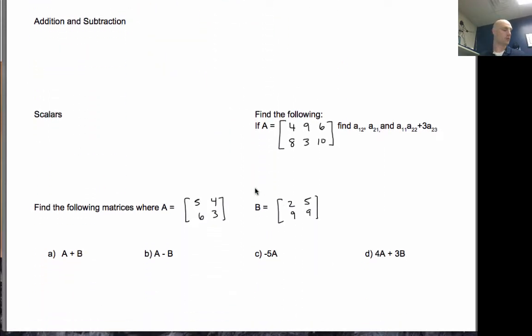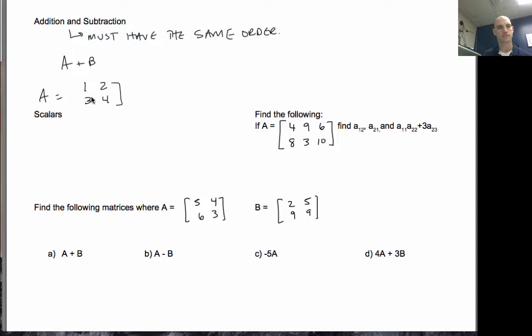When we add and subtract, it's important that they have to be the same. They must have the same order. So, for example, A plus B, when these are matrices, if A is equal to, let's say, 1, 2, 3, 4, and B is equal to 5, 6, 7, 8, in order to add and subtract them, A plus B is going to look like this.